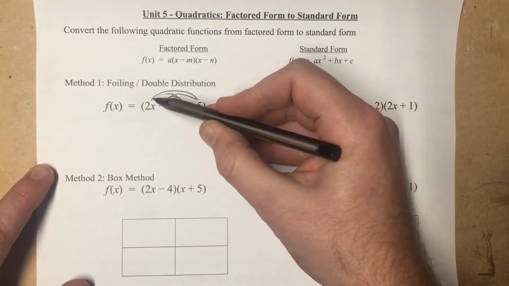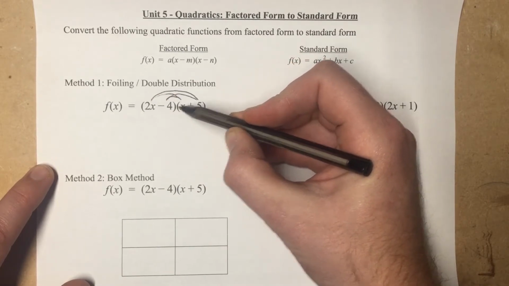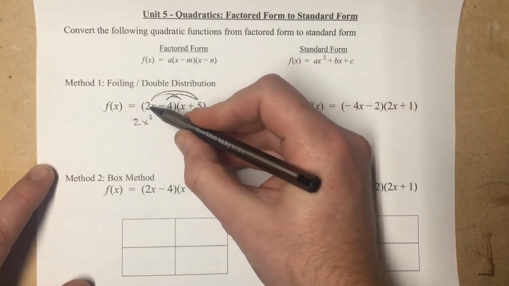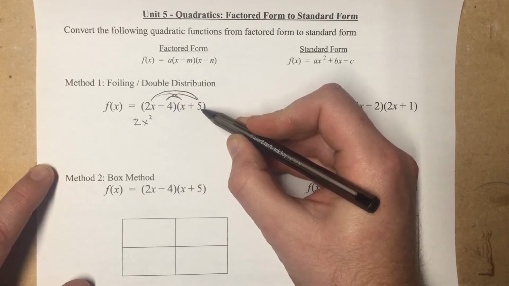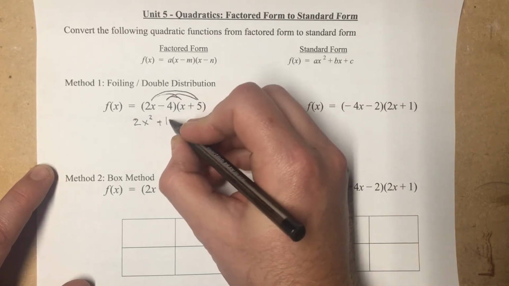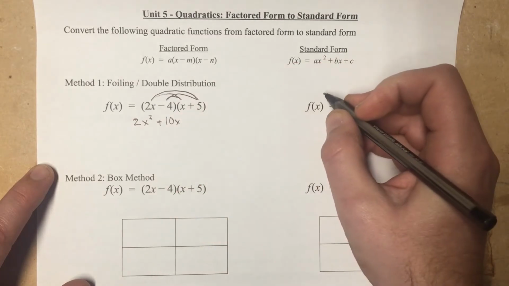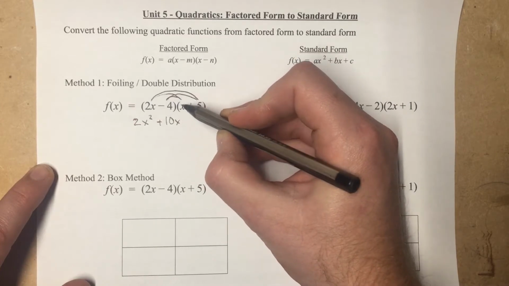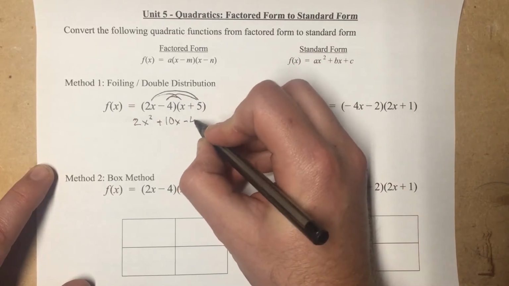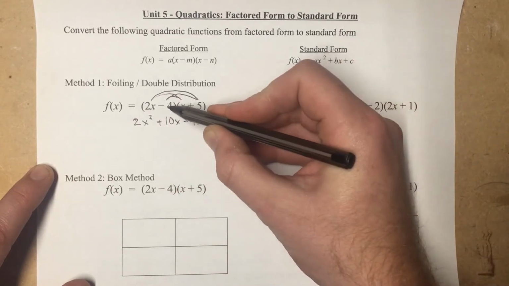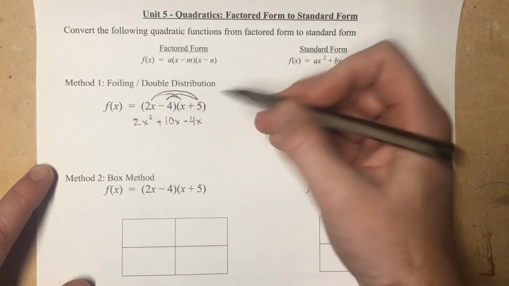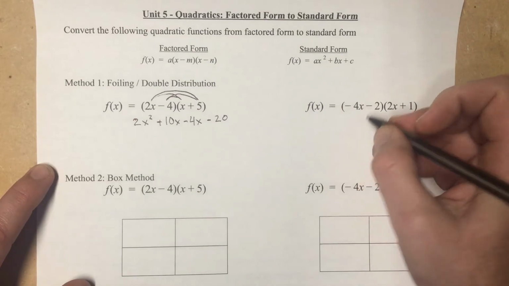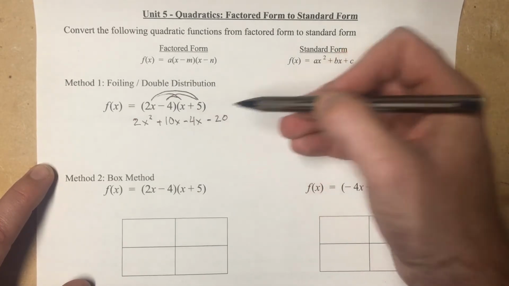So our 2x is going to multiply by x, which becomes 2x squared. Then 2x will multiply by our positive 5, making 10x. Then we need to distribute the negative 4 as well. So our negative 4 will multiply to the x, making negative 4x. And then our negative 4 is going to multiply to the positive 5, making a negative 20. So here we've expanded it out using double distribution.